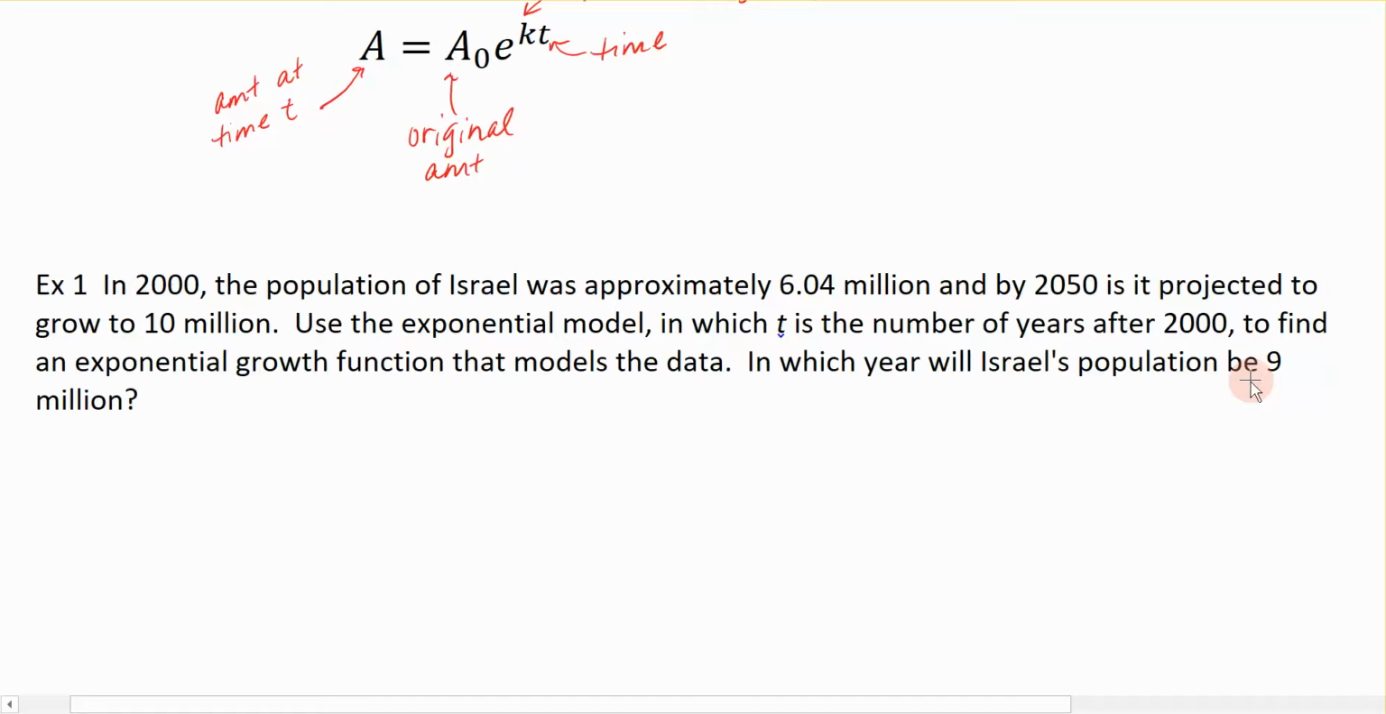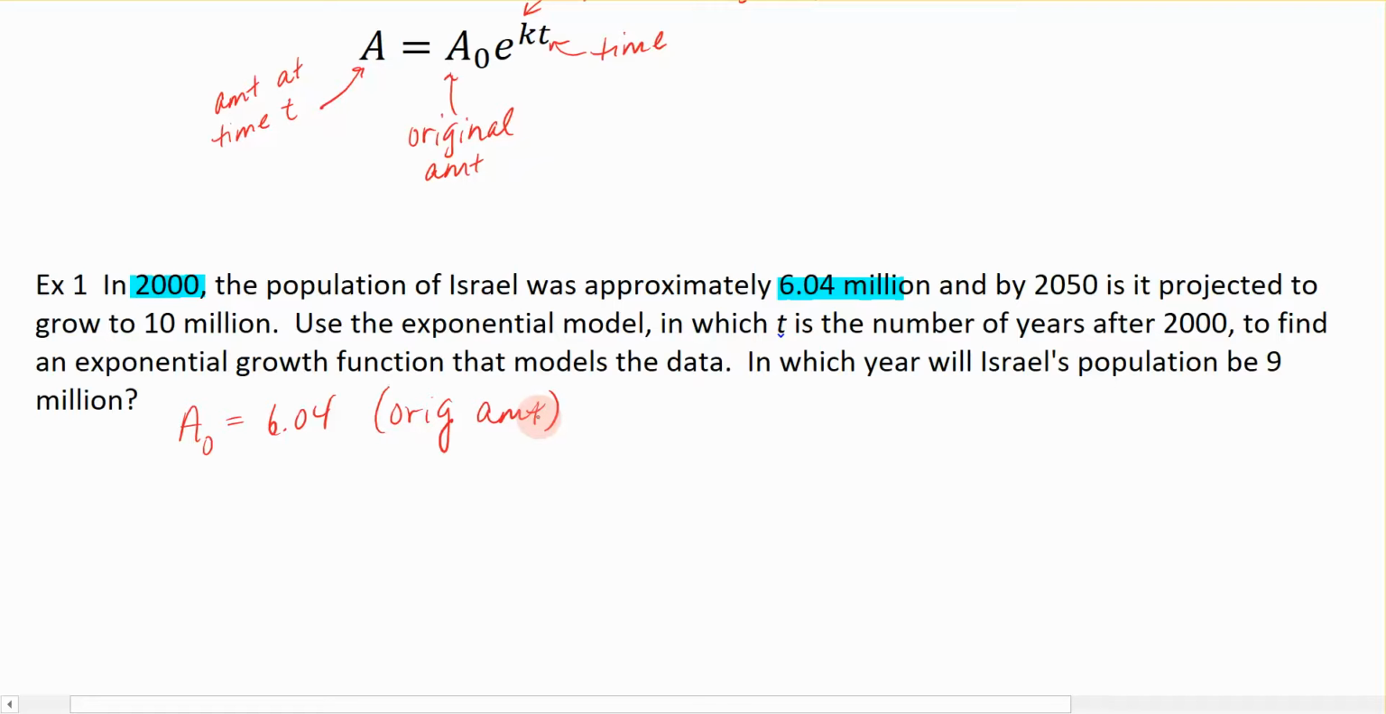So the first thing we want to do is pick out some of this data so that we can come up with a model, and figure out what information is in here that can be replaced in our formula. I know that in 2000 Israel's population was 6.04, and by 2050 it's projected to grow to 10 million. Our model starts at 2000. So since in 2000 the original amount was 6.04, that's going to be our A naught. So A naught is equal to 6.04. That's the original amount for the model that we want to build.